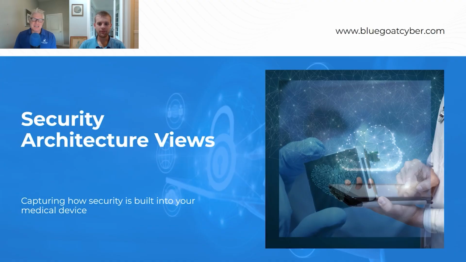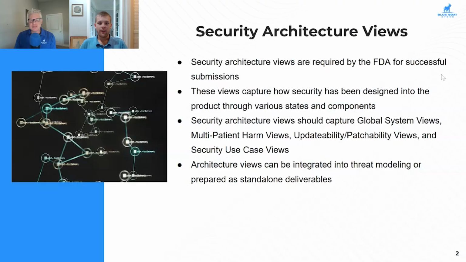Cool. Well, let's go ahead and get started here on the security architecture views. The first thing that we'll cover is just a little bit of a summary of what architecture views are and why this is important for the FDA. So, as you mentioned, these are required by the FDA for successful submissions. There are 4 different views, and we'll get into some of the details on each of these, but the goal of all of these views is to capture how security is designed in the products at various states, in various components, through various use cases.